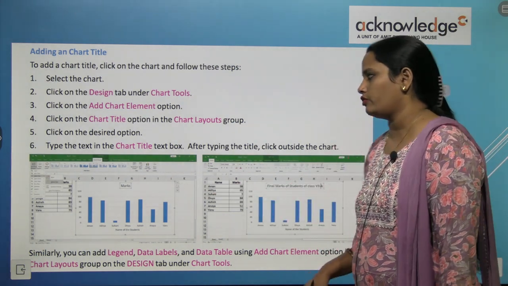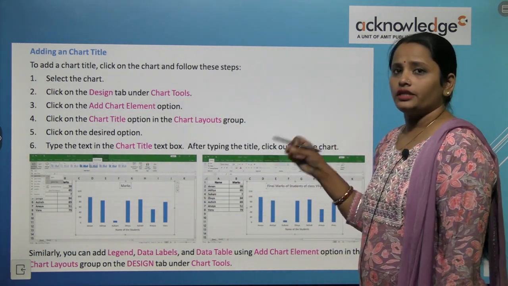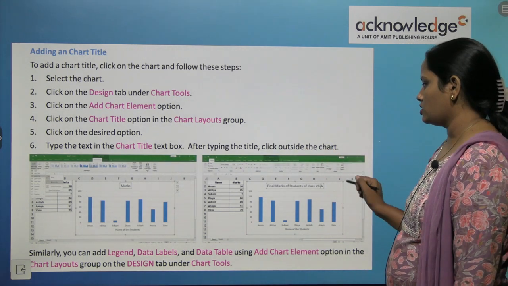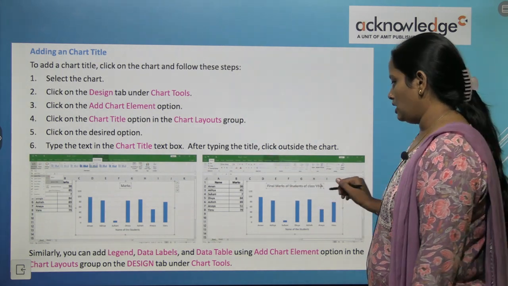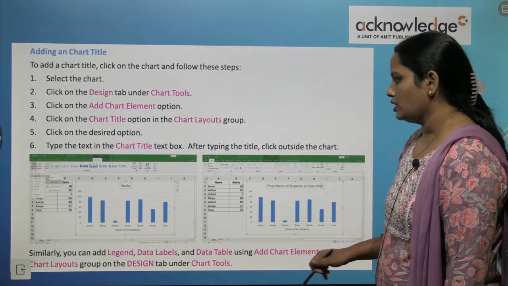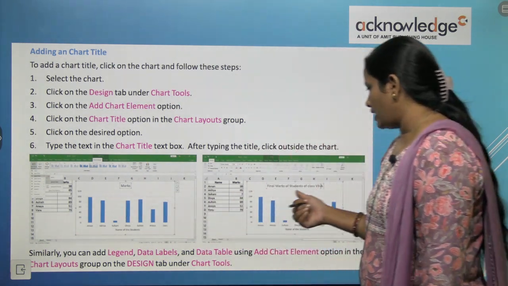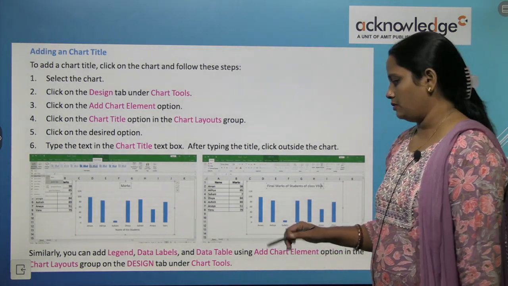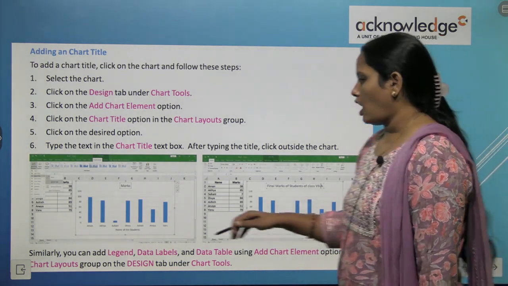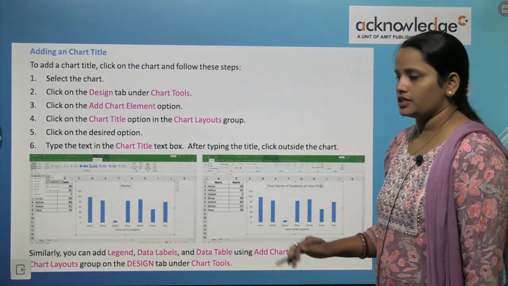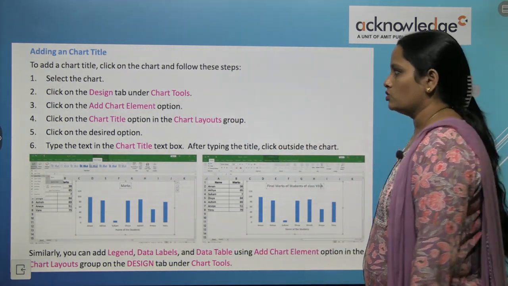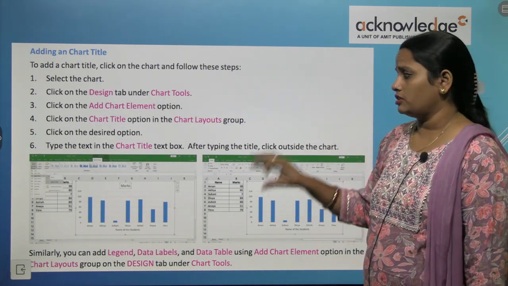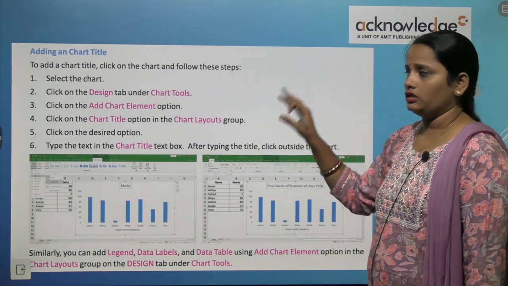So here the box is in front of us, we have to type the text that we want to display there. After typing the text, we have to click outside the chart. So the name will be displayed as here. Similarly, you can add legends, data labels, data table using add chart element option in the chart layout group on the design tab under the charts tool. So all the components that we learn in this chapter can be inserted in the same way that we have done here.